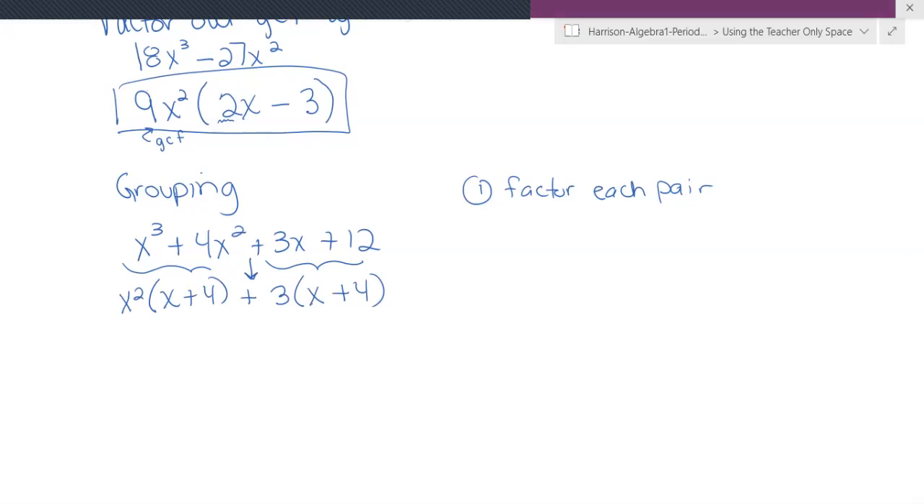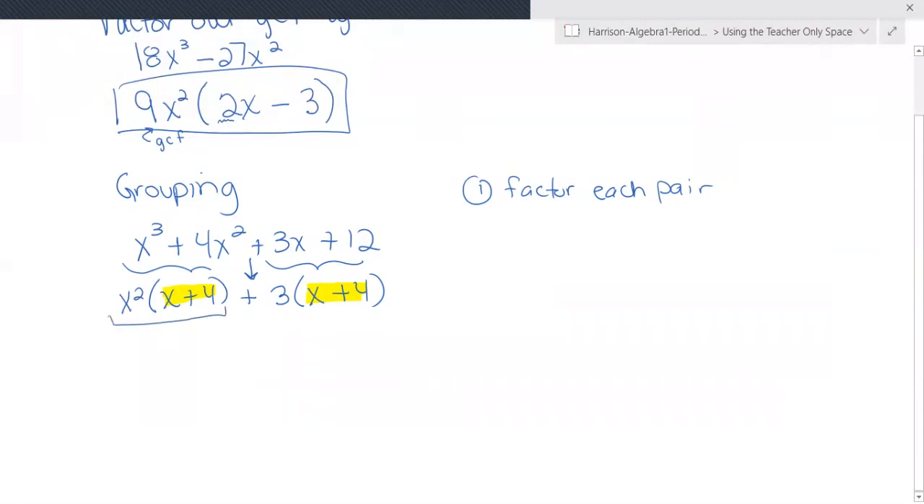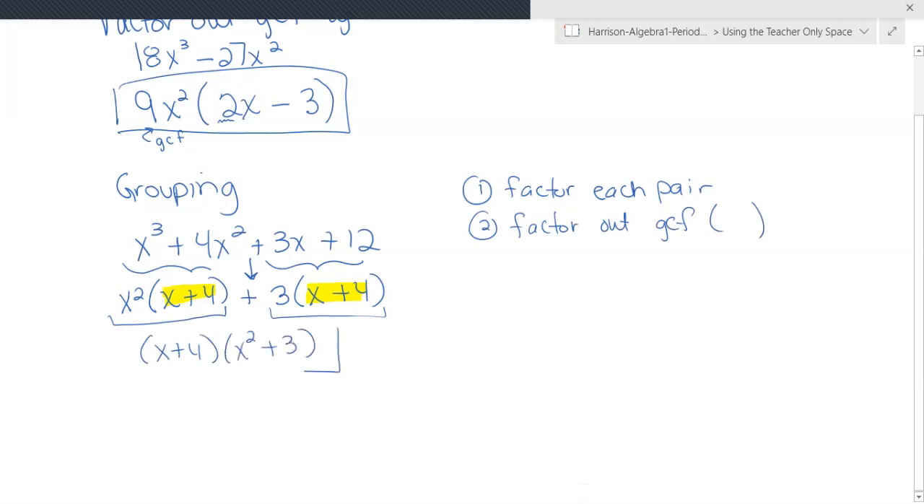Now notice that gives us x plus 4 in both of these places. So what I have is some quantity plus some quantity, and both of those quantities have the common factor x plus 4. So what we're going to do now is factor out the GCF that's in parentheses. So we factor that out. That leaves x plus 4. If I pull that out, that leaves x squared plus 3. So that is our factorization. All right, so that's grouping.